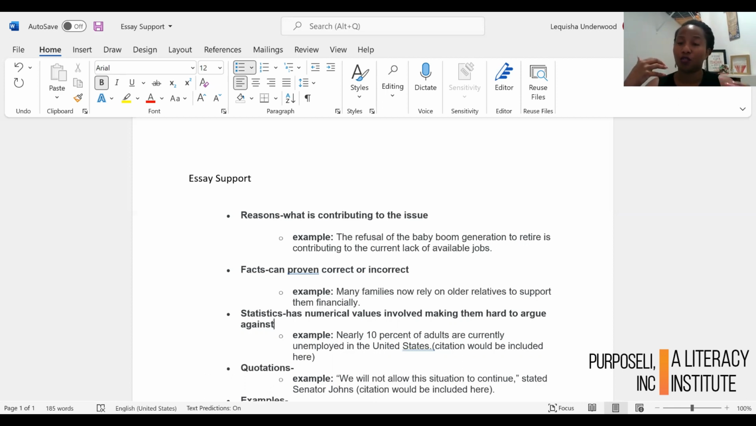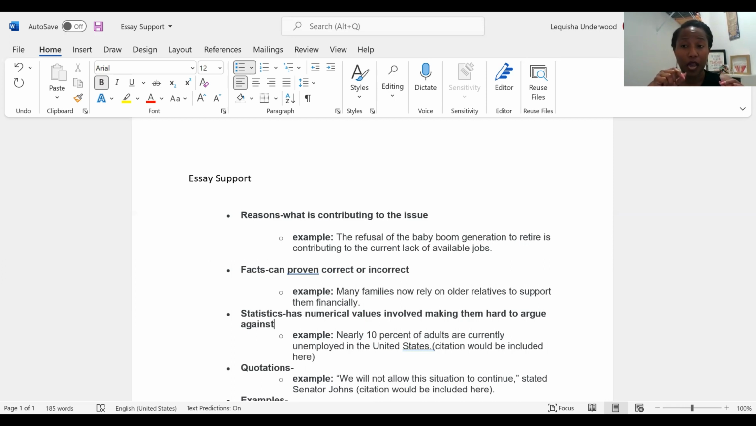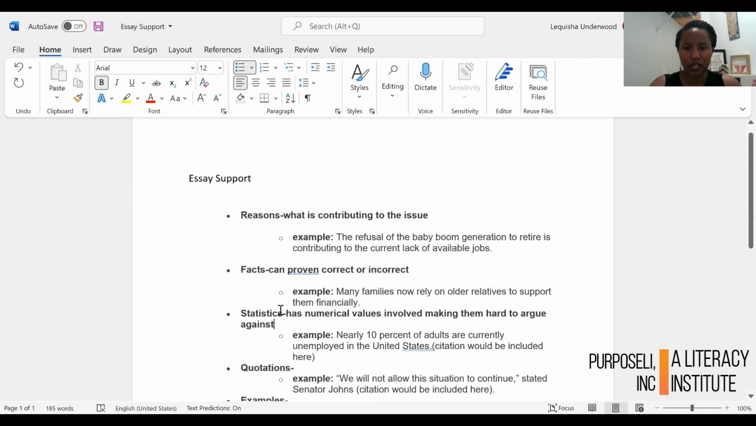So if there are statistics that you know offhand that relate to the issue you are given during the essay, that would be an opportune time to plan for them within your plan, and then use them when it's time to write. An example of that is here: nearly 10% of adults are currently employed in the United States. Citations would need to be involved when you're doing a bigger research paper. Remember, essay writing for your test is a test writing situation, not a regular writing situation. So know the difference so that you are prepared for what you're going into.